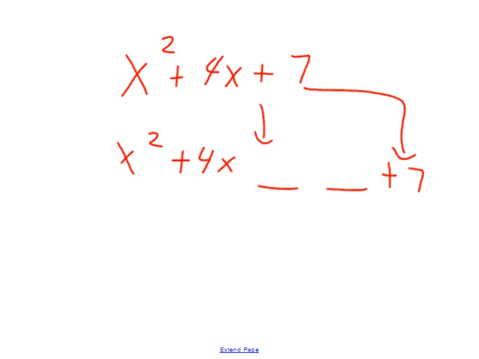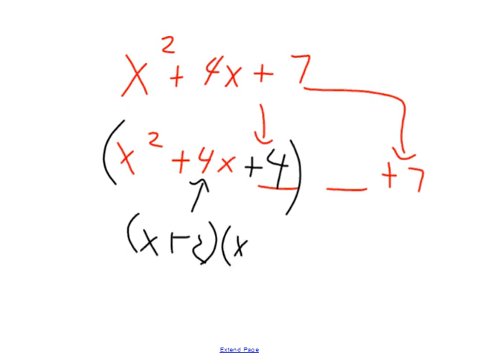Now, how did I get that 16 last time? You have to do half and square. Half and square. Do you get what I'm saying? Half of this and square it. What's half of 4? 2. What's 2 squared? 4. If that's plus 4, to make this be a perfect square, which it is now, it's x plus 2 and x plus 2. Cool, it works out perfect. But now I got to pay the piper. If I added 4, I got to subtract 4.